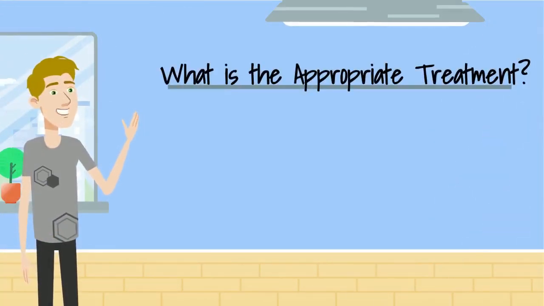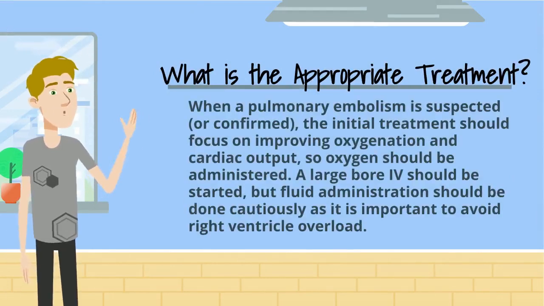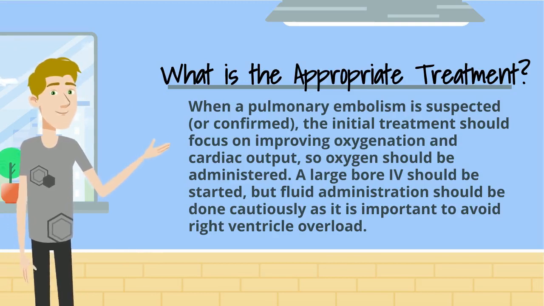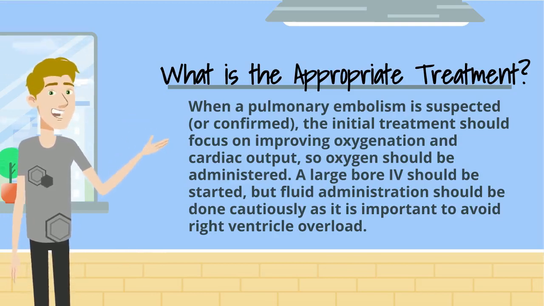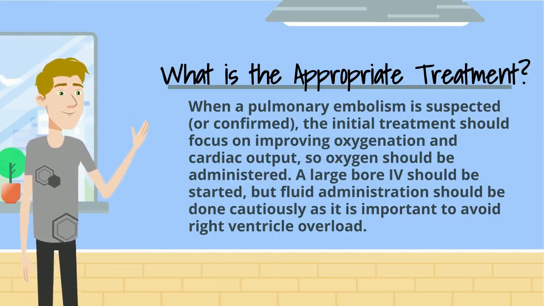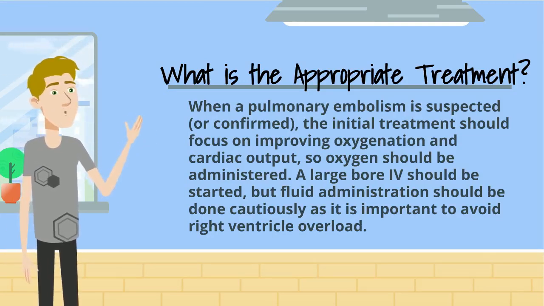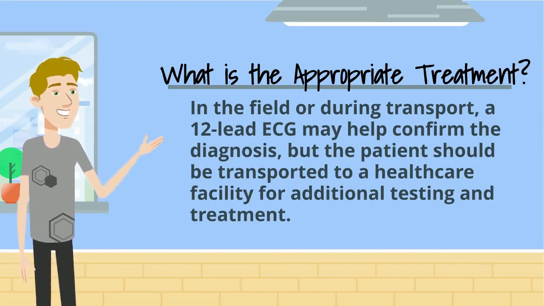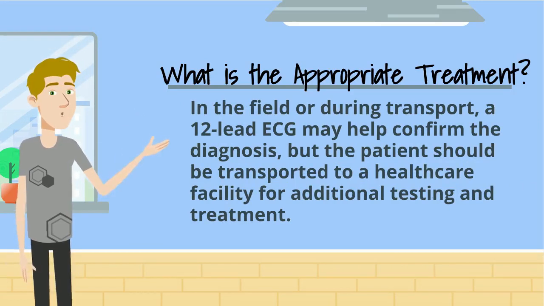What is the appropriate treatment? When a pulmonary embolism is suspected or confirmed, the initial treatment should focus on improving oxygenation and cardiac output, so oxygen should be administered. A large bore IV should be started, but fluid administration should be done cautiously as it is important to avoid right ventricle overload. In the field or during transport, a 12-lead ECG may help confirm the diagnosis, but the patient should be transported to a healthcare facility for additional testing and treatment.